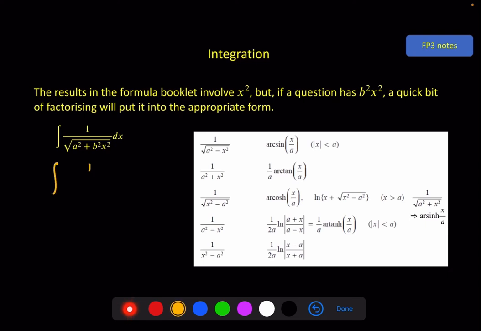I.e., if you pull out a b squared, you can have a squared over b squared if you force that out of the brackets, plus x squared, dx. And then of course the b squared here, you can square root that and pull it out of the integral altogether.